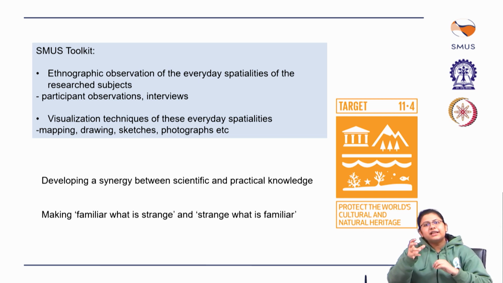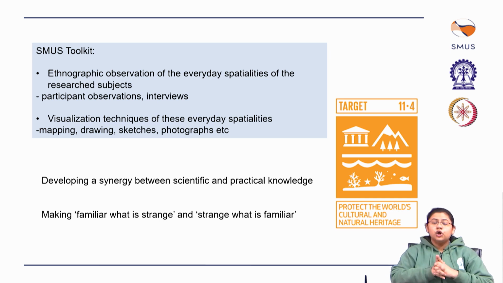This term everyday speciality is also a very interesting thing that the SMUS network has come up with. They believe that because we are living in a space, we are constantly looking at it, sometimes what we see as a very ordinary or mundane thing might be an integral part of that region's identity or characteristic, and that can only be identified when you start wearing the SMUS glasses, looking into the deeper realities, deeper meanings of the space. So in this part of the SMUS toolkit, it is important to use this ethnographic observation to understand these everyday specialities through participant observations, interviews, etc.